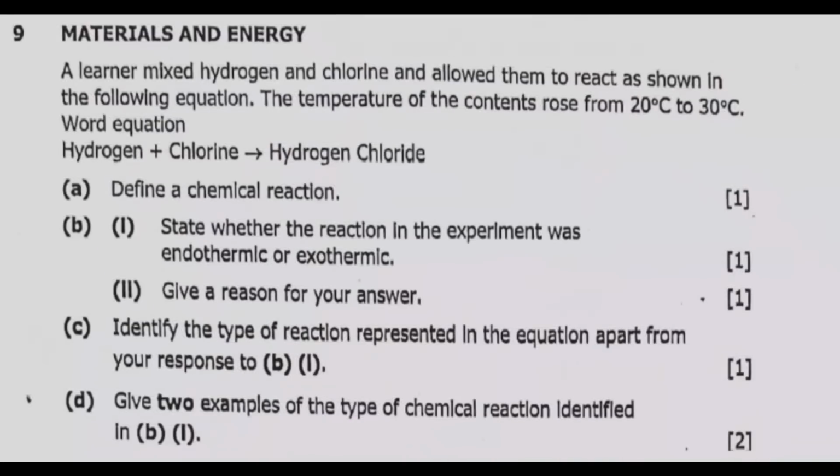Question 9 was coming from the topic of materials and energy, and the question is: a learner mixed hydrogen and chlorine and allowed them to react as shown in the following equation. The temperature of the content rose from 20 to 30 degrees Celsius. The word equation is hydrogen plus chlorine is equal to hydrogen chloride. The first question, question 9a, is define chemical reaction.